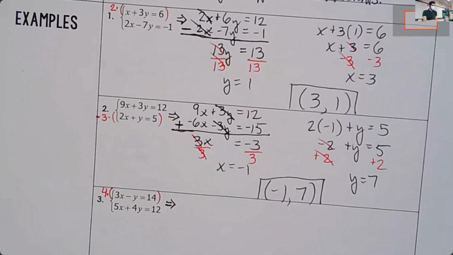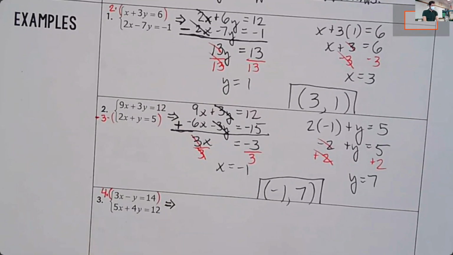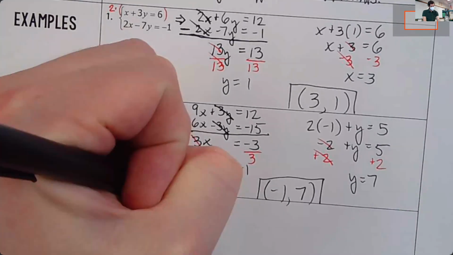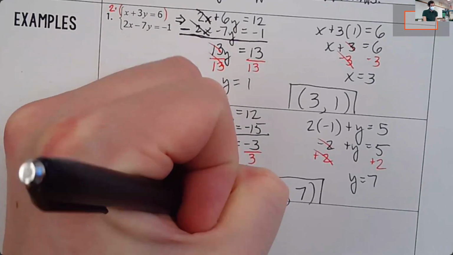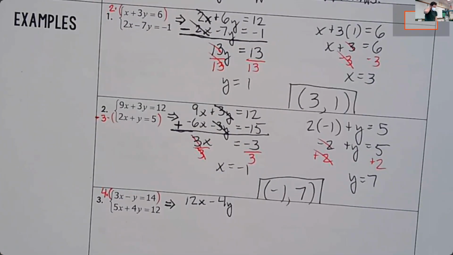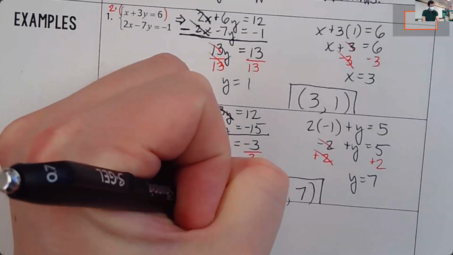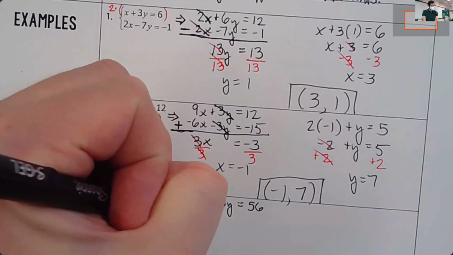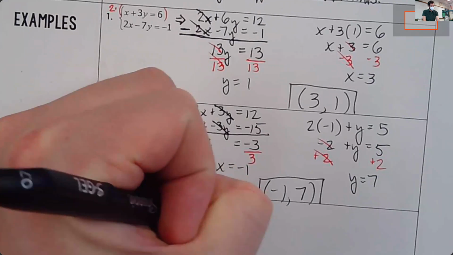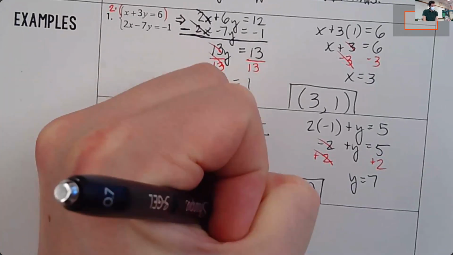And so we'll rewrite the top equation with everything multiplied by 4. So 4 times 3x is 12x. 4 times -y is going to be a -4y. And 14 times 4 is going to be, what is that, 56? Yeah, so equals 56. And then the bottom equation stays exactly the same, 5x plus 4y equals 12.